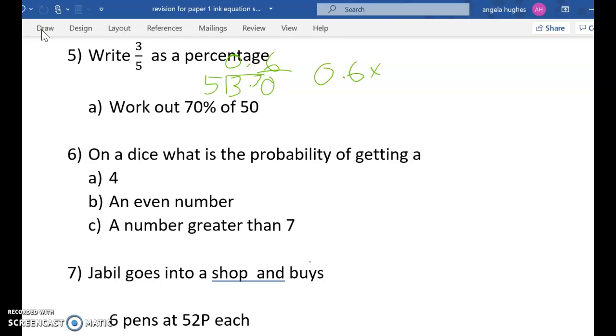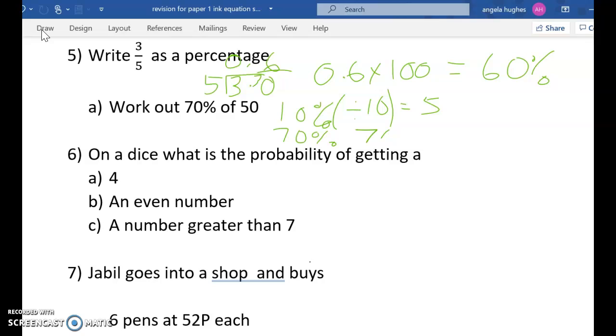So to turn it into percentage, times by 100, which is moving up 2 places, so you end up with 60%. Okay. Here we have working out 70% of 50. So 10% of anything you divide by 10. So 10% of 50 is 5. So 70% is going to be 7 lots of 5, which is 35. Okay.